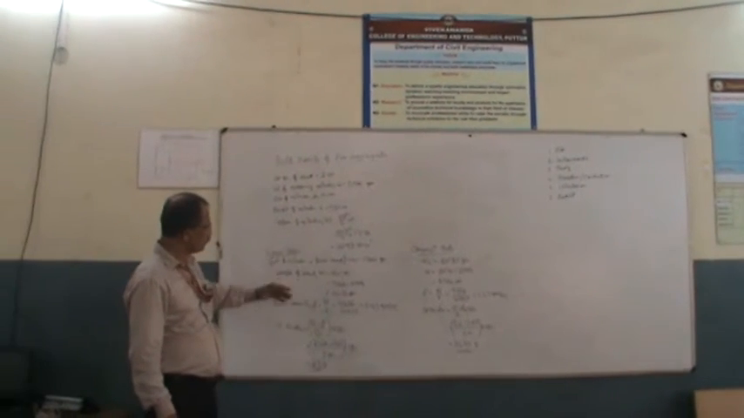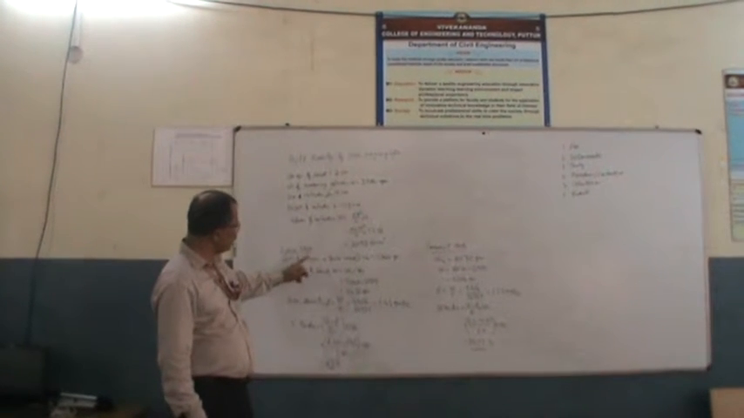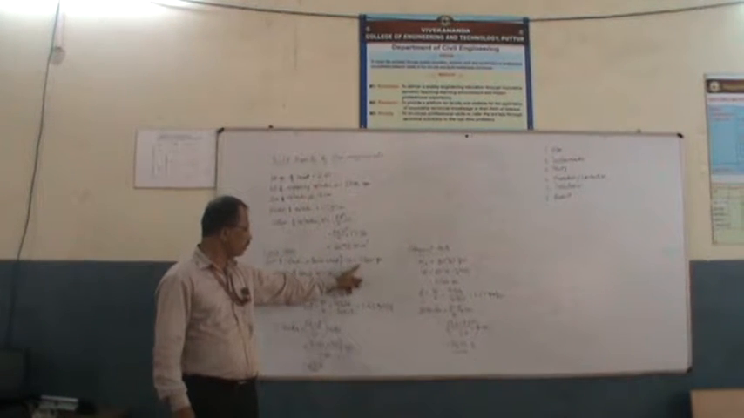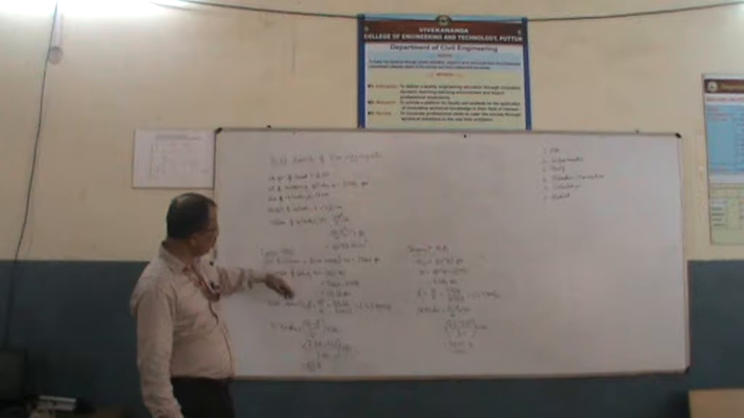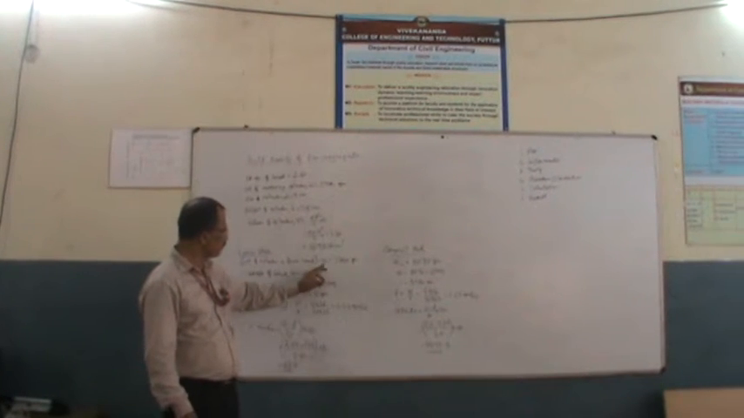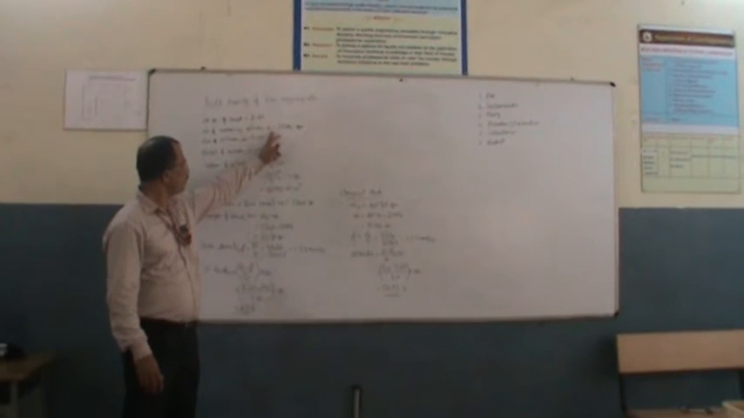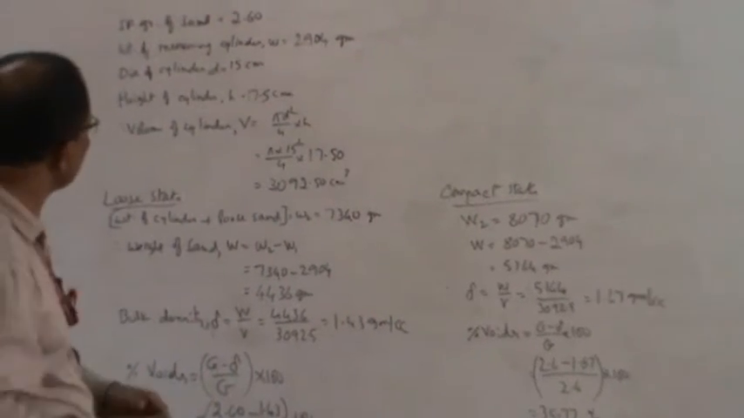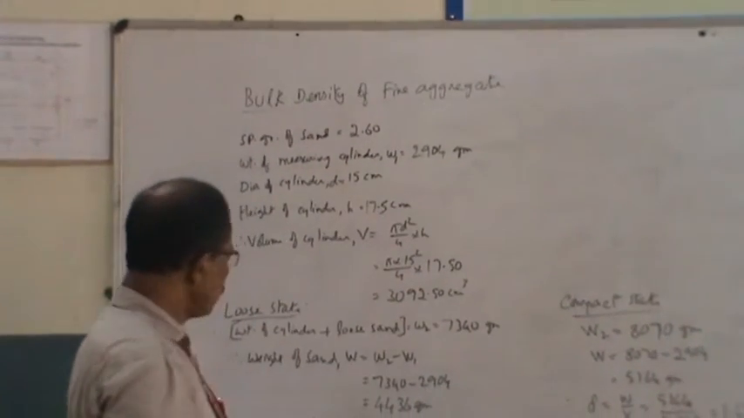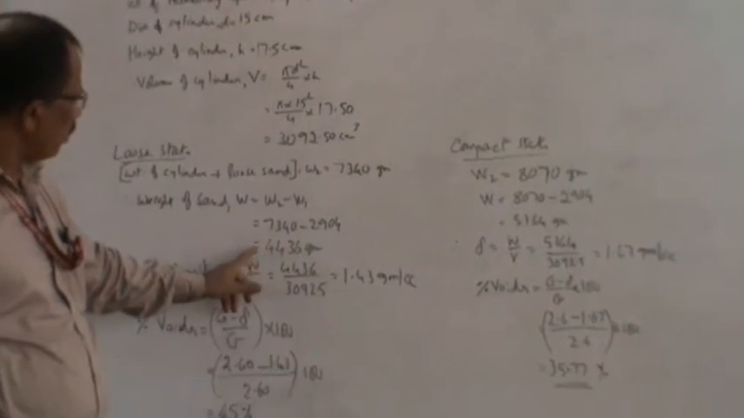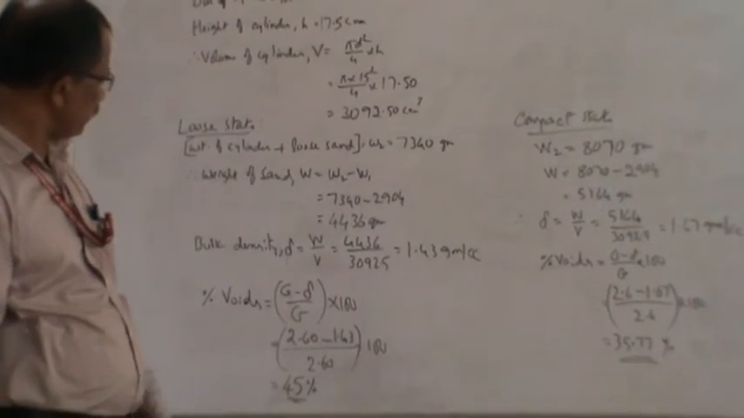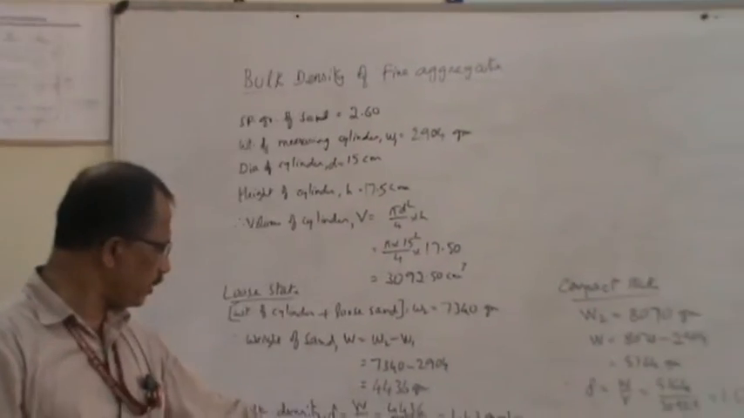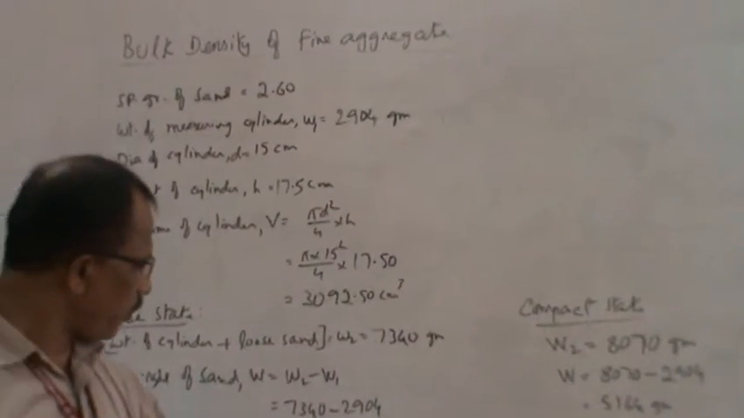For a loose state, sand is filled inside the cylinder. Thus, we get weight of cylinder plus loose sand, that is W2, 7340 grams. Therefore, weight of the sand alone in the cylinder, W, is equal to the difference of this weight, W2 minus W1, where W1 is the empty weight. W2 minus W1 will give you the weight of the sand in the cylinder. Therefore, bulk density is equal to weight by volume. Weight of the sand divided by volume of the sand is equal to 1.43 gram per cc.